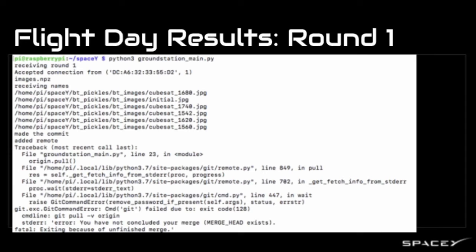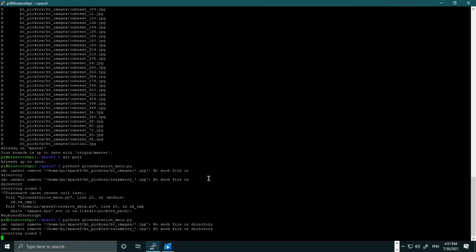Basically, what this is showing is that the code that was running on the main satellite was taking images and sending them to the ground satellite, in which they were received. But when trying to push them to GitHub, add them to the folder to be viewed, there was a merging error, and it just stopped the whole code, resulting in a failure of the whole mission.